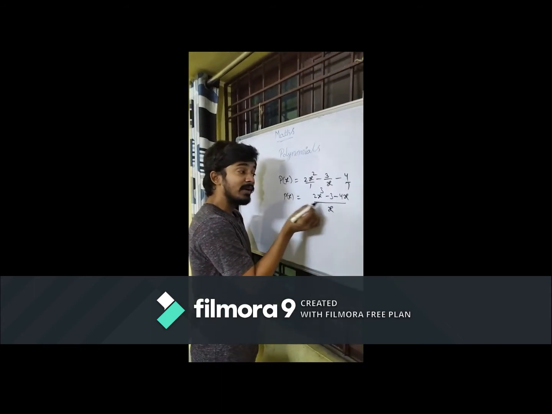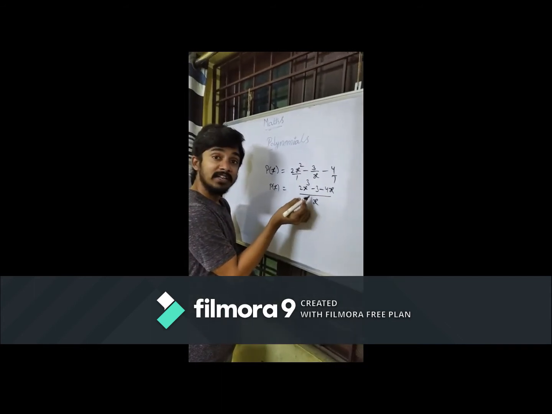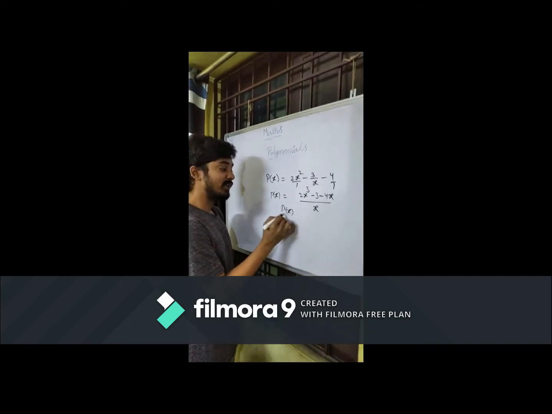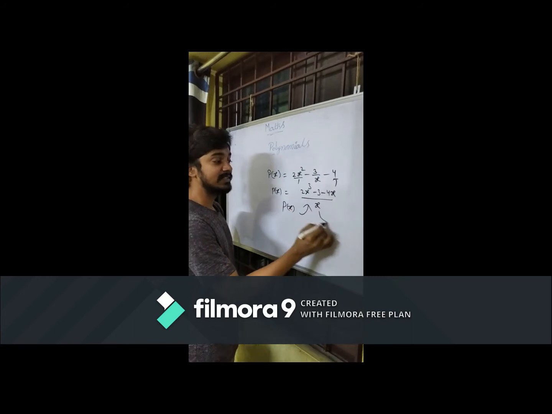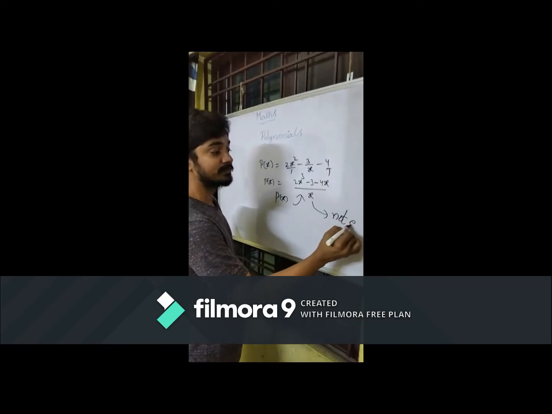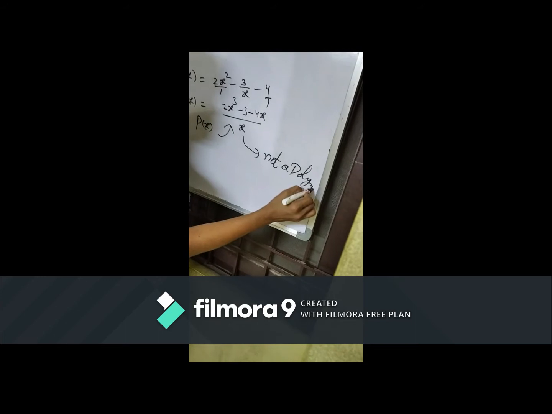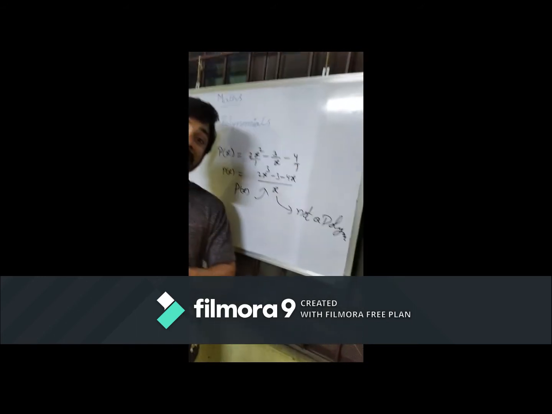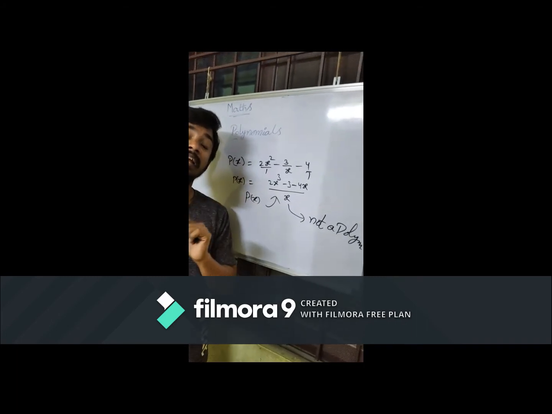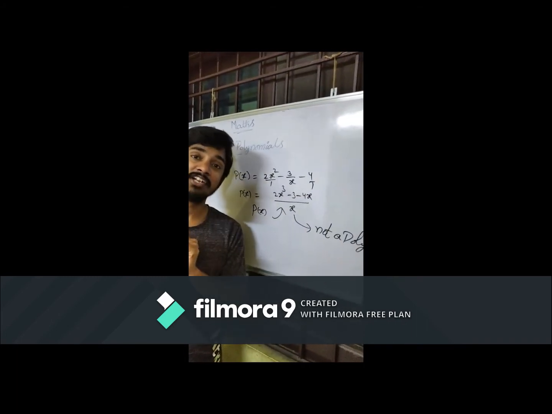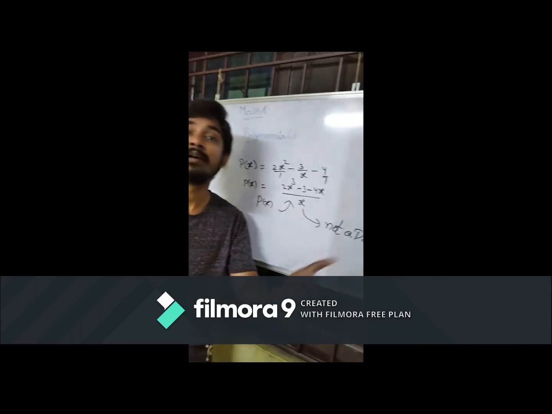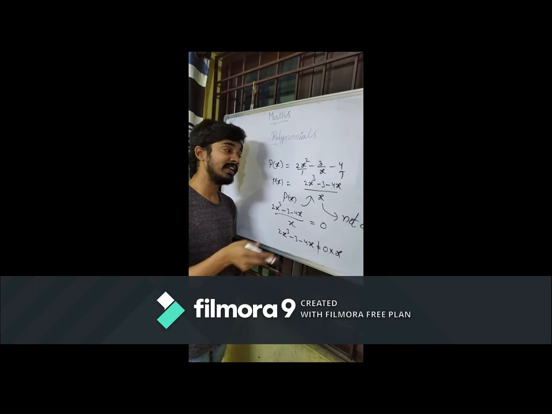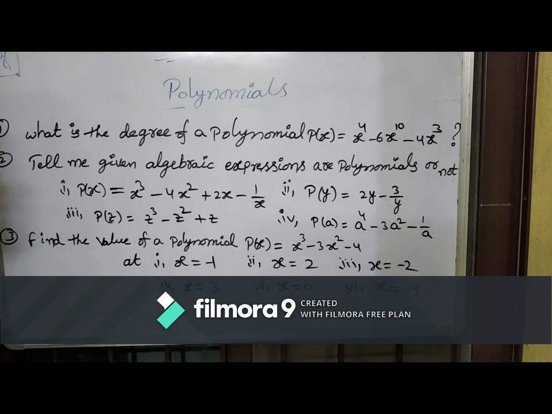In this polynomial, the denominator contains a variable. So this one is not a polynomial. If a polynomial contains a variable as denominator, then that one is not a polynomial.